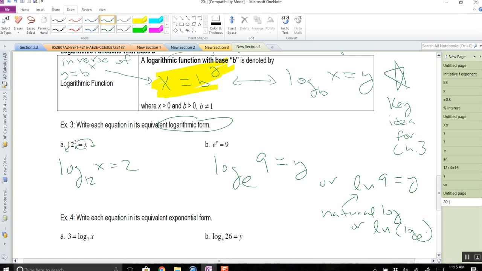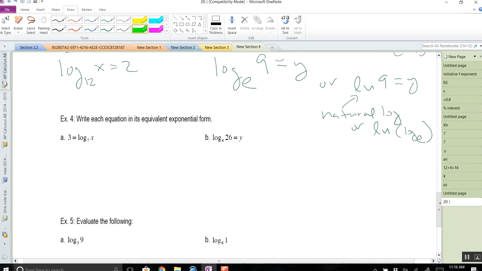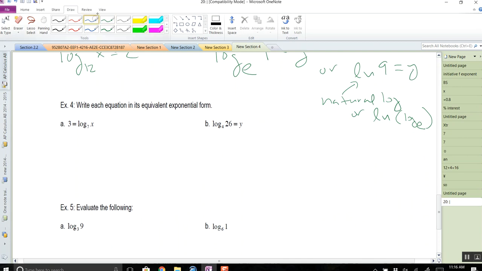If I give you a log, and I want the exponential equation. So now you've got the log equation. Let's write it as an exponential. Really all you're doing is taking the 7 here and raising it to 3. Or you take the 4 here and raise it to the y. So now your output becomes the input. The output being 3 for part A now becomes the exponent when you rewrite.